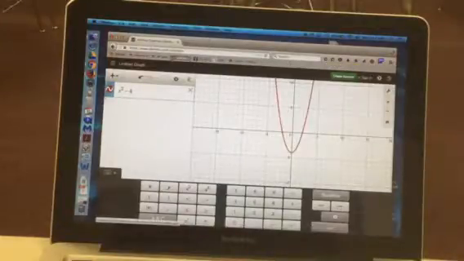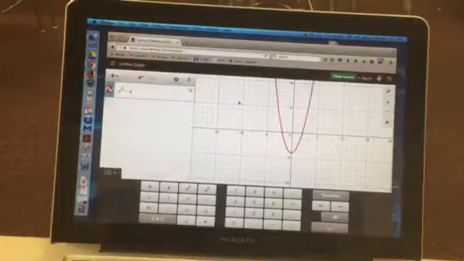My recommendation would be to bookmark the Desmos calculator, because we're going to be using it a lot. And to bookmark something, you just click on the star. Then it should appear in your bookmark bar. Okay? Good luck.